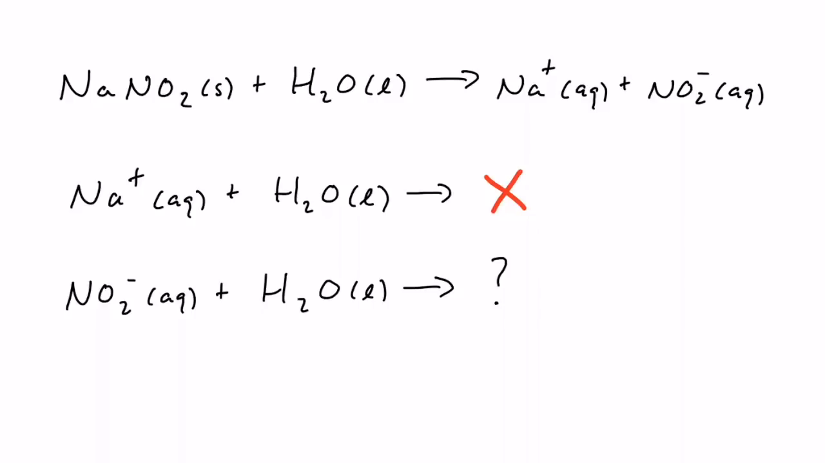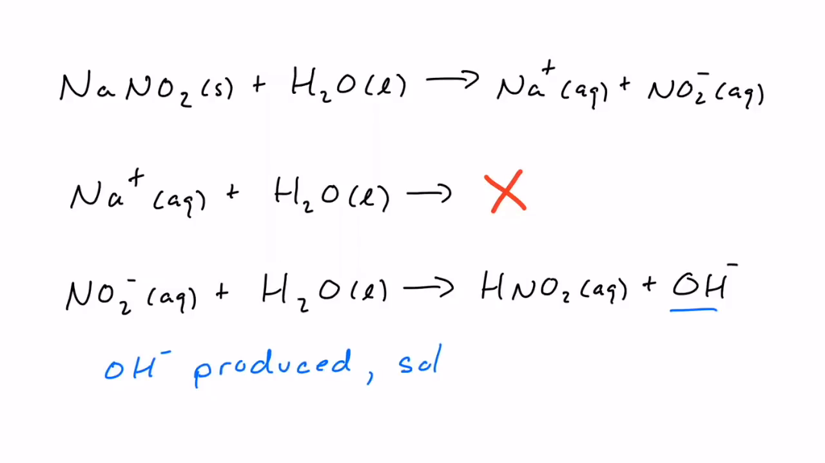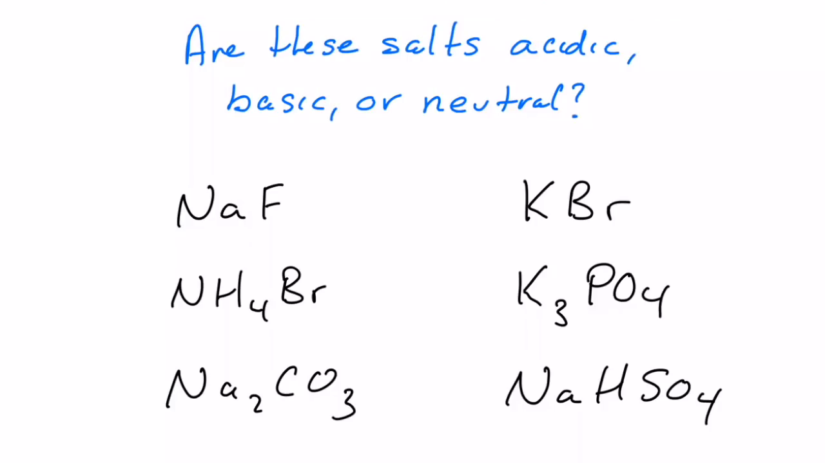Now, you should recognize from its structure that NO2- is not one of the strong bases, so it must be a weak base. Let's write out a reaction between NO2- and water. Notice that the products are the conjugate acid of nitrite and OH-. The OH- is what ends up making the solution basic. Try to use the same logic to determine whether the following salts are acidic, basic, or neutral.